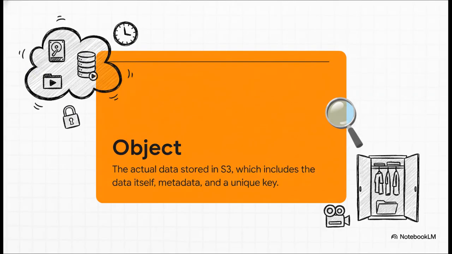Next up is the object. This is simply the item you're actually putting in your closet. An image, a video, a backup file, you name it. And an object isn't just the file, it also carries metadata with it, which is kind of like a label on the box, telling you what's inside, who made it, and when.